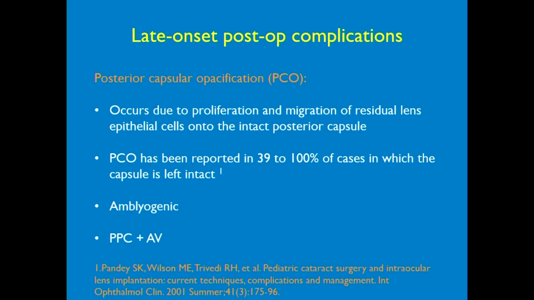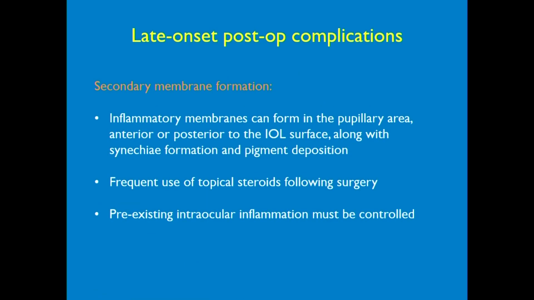The posterior capsular opacification occurs due to proliferation and migration of residual lens epithelial cells onto an intact posterior capsule. PCO rates are up to 100%. So if you don't do a PPC and AV, there's almost a 100% chance that this patient would end up with a posterior capsule opacification. Not only is it amblyogenic, but it also requires a second surgery in the form of a PPC and AV or a membranectomy.